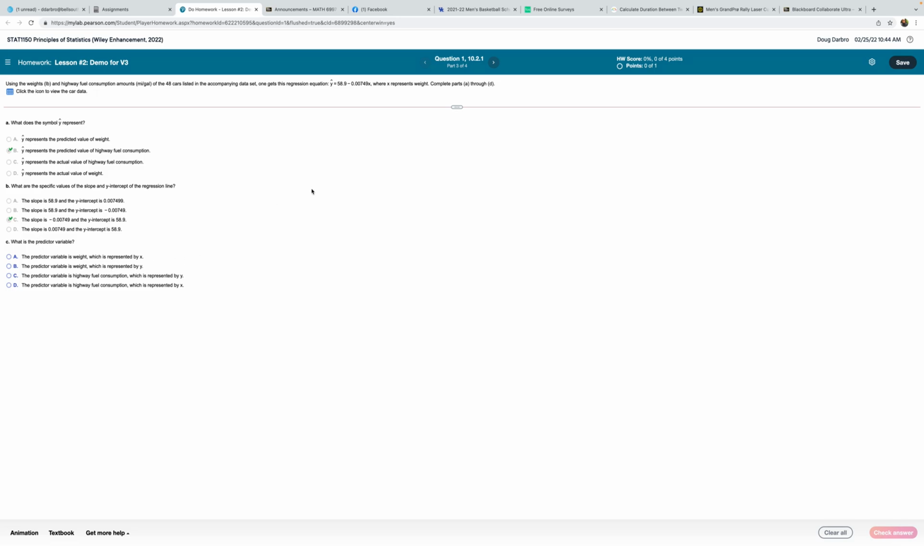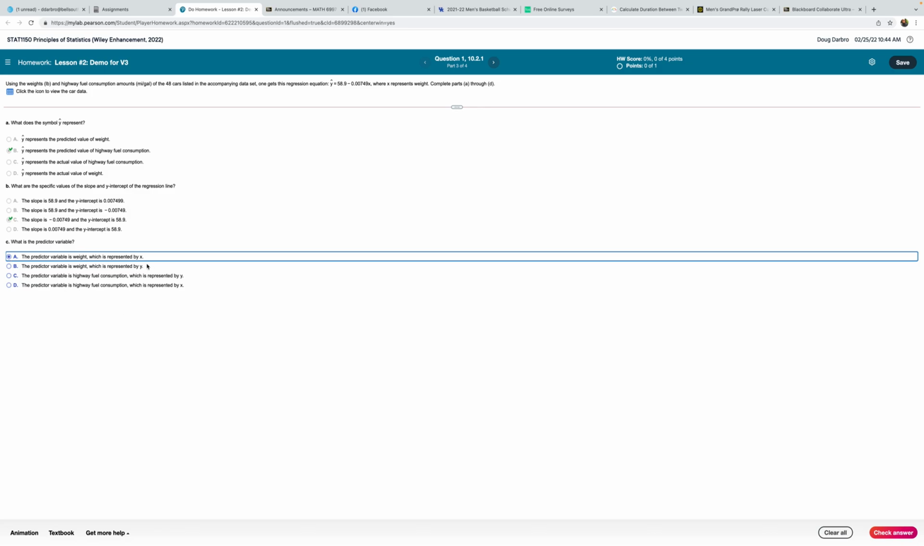What is the predictor variable? Well, the predictor variable is our x, which in this case is the weights. So the predictor variable is weight, which is represented by x. Remember, the y is the response variable for what we are actually predicting, right?